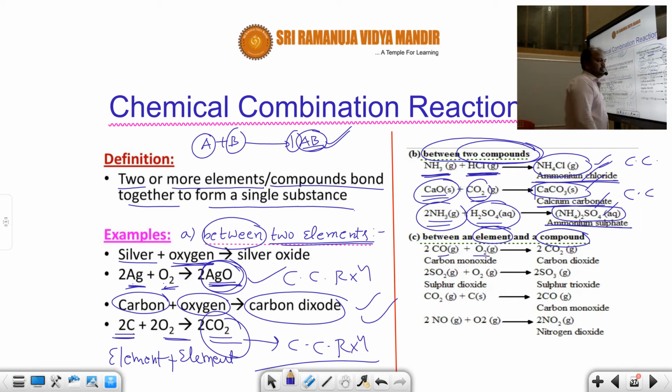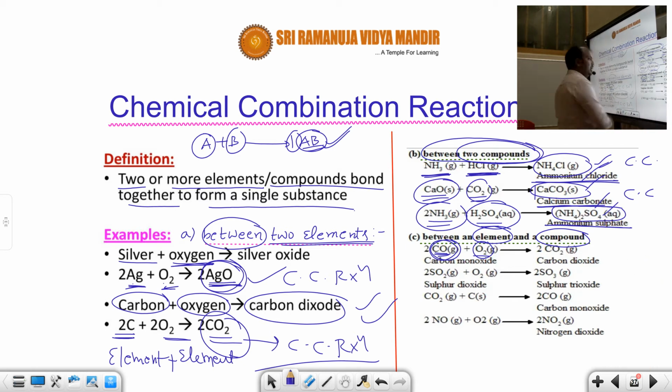And after this, we have already completed element combination and compound combination. Now I am going to teach you the third case. What is element and compound combined? Here CO is a compound because carbon and oxygen are two different atoms. CO stands for carbon monoxide. O2 is the element. O2 means what? O plus O, both are identical atoms. Oxygen, both are identical atoms. Whenever identical atoms are there, that is called an element.